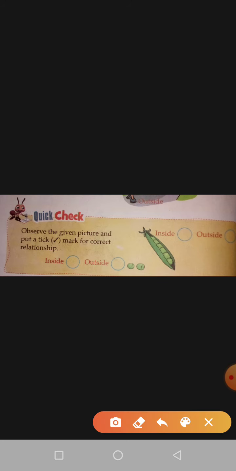Look at the picture. Some seats are inside and some seats are outside. Observe the given picture and put a tick mark for the correct relationship. Some seats are inside. Tick the circle of the inside. And some seats are outside. Tick the circle of the outside.